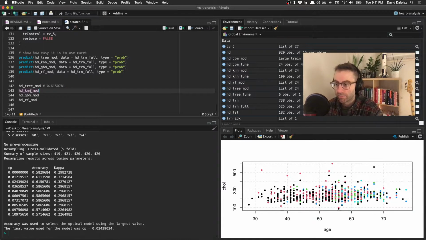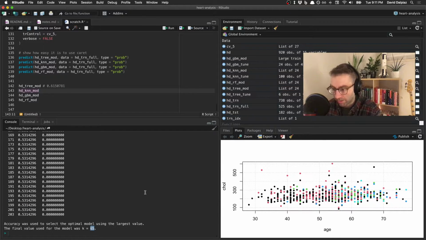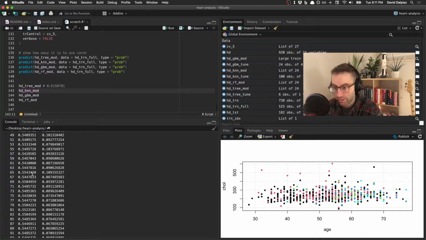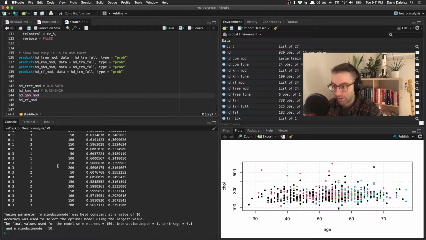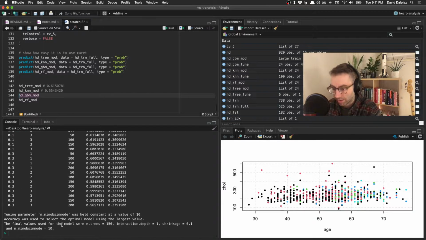Okay, for the k-nearest neighbors model, let's see. K equals 65 was the best, which is right here. And that got this cross-validated accuracy. Let's look at the GBM model. This might be a little more difficult to find. Okay, so 150 trees.